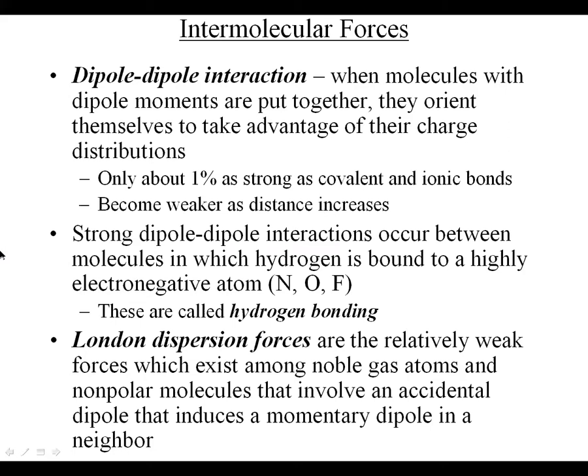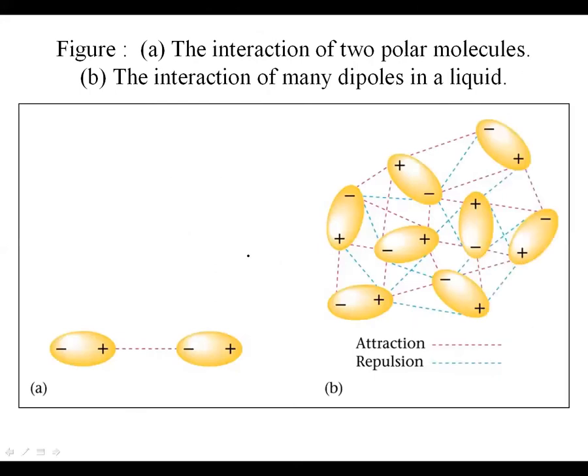Thus, things like ionic bonding are intramolecular, and covalent bonding is intramolecular. Those are always stronger than your intermolecular forces. Any questions on that there? So here's just some pictures of that.